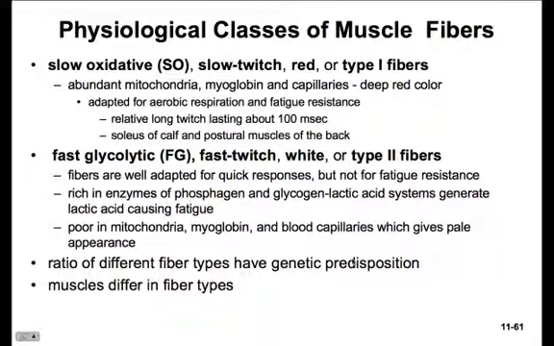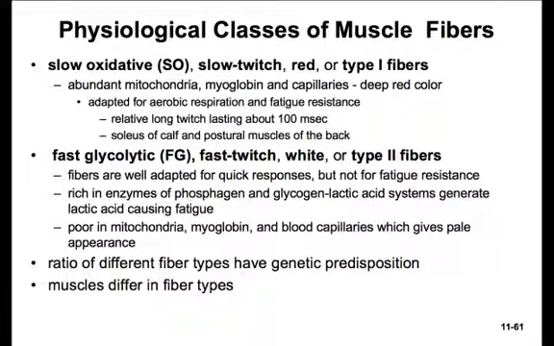Now, each muscle has a different ratio of these various fiber types, depending on their function. In addition, individuals have a different proportion of the different fiber types within their muscles, just because of genetic predisposition. We know some people are built to be much better sprinters, while other people are built to be much better long-distance runners.